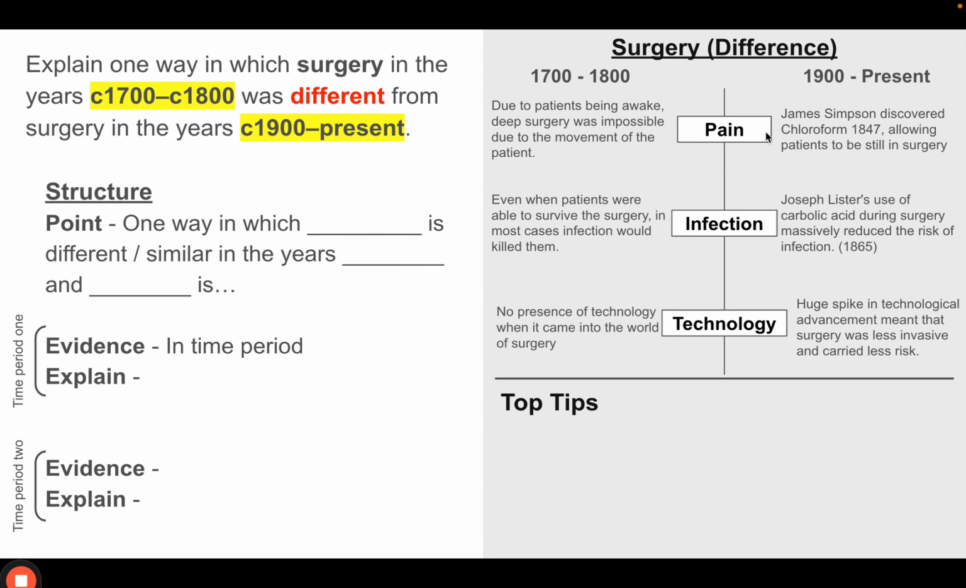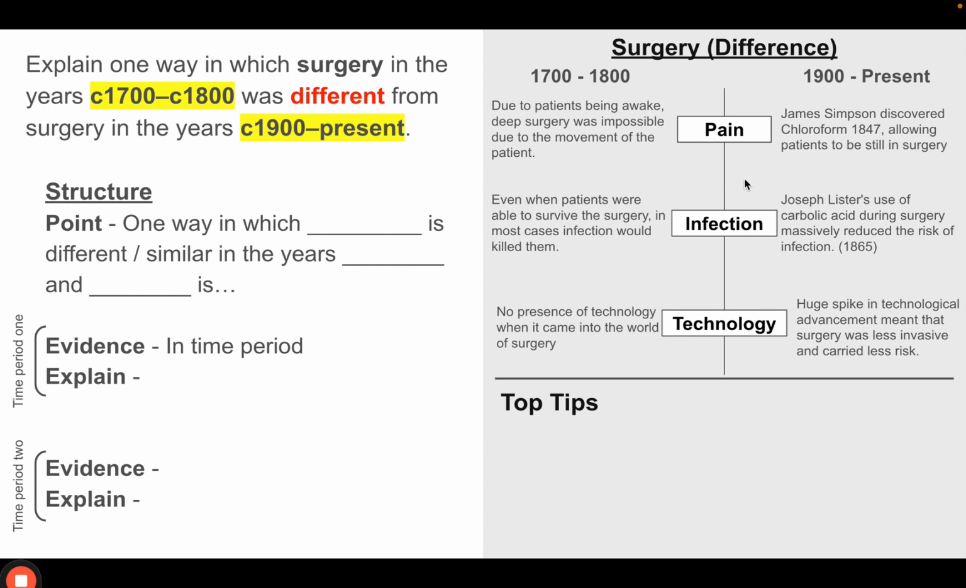The first point you can include is pain, because obviously between 1700 and 1800 there was no form of pain control. It was very primitive with regards to opium in some cases. However, by the 1900s, James Simpson had discovered chloroform. Now this is where it might start tripping people up. Obviously chloroform comes about in 1847, which is in that blanked out date range section. However, we can still include stuff in that section even though it's not stated in the dates, because chloroform is still prevalent in the 1900s, so it is still a difference.